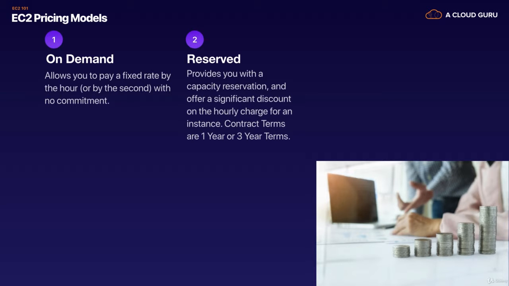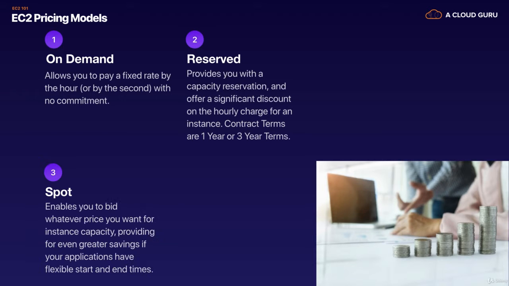We then have reserved, and this basically provides you with a capacity reservation, and it offers a significant discount on the hourly charge for an instance. And the contract terms are 1 year or 3 years. So this is where you're going to contract with AWS to either a 1 year or 3 year term. And the more you pay up front, the more you're going to save.